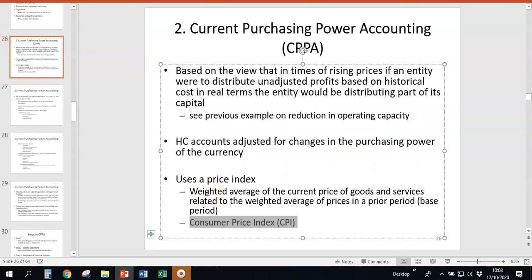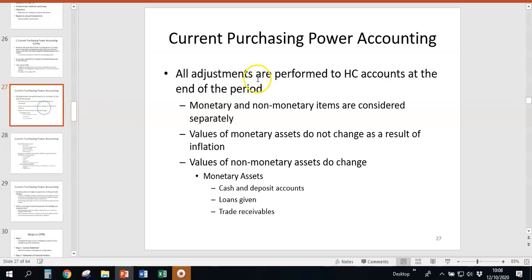So the key thing about current purchasing power accounting is it doesn't adjust every individual asset or individual line item for its own special inflation. It uses one general price index. And all of the adjustments are performed on the historical cost accounts. That means we take the historical cost financial statements and we adjust those.